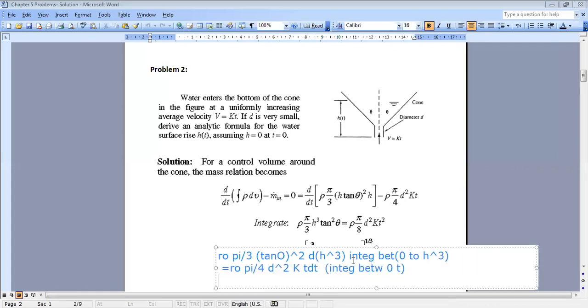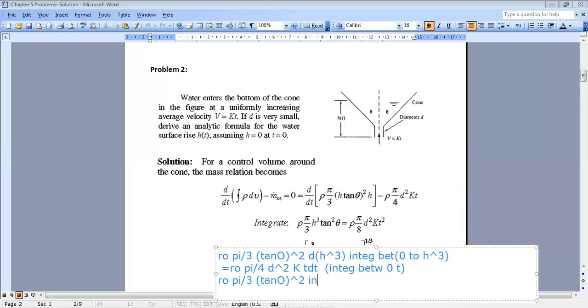If you have dh cube, you can do two things. Or you integrate between 0 and h cube, okay? So it's like you have the integral of 1 dh cube. It will give you what? This is a constant, it is outside, okay? If I give you any function, I tell you integral of 1 dh cube. What is the integration of 1 dh cube?